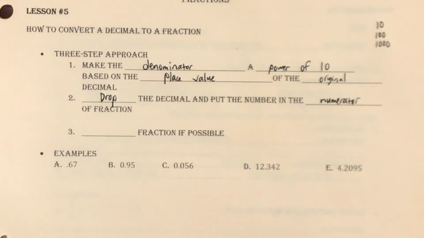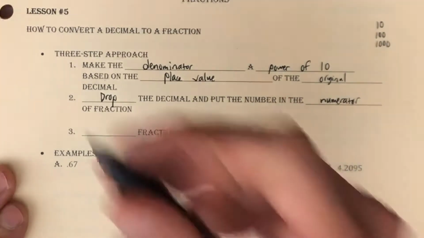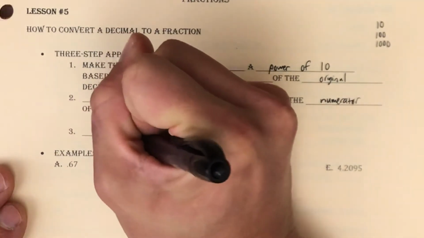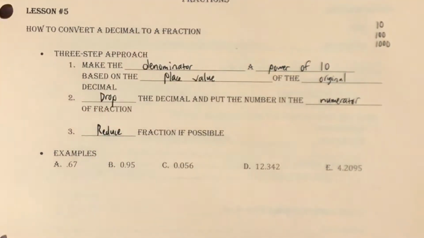And then last thing we have to do is we need to reduce the fraction if possible, because sometimes we end up with unsimplified fractions. So we need to reduce the fraction if it's possible. And we've learned how to reduce fractions in a previous lesson.